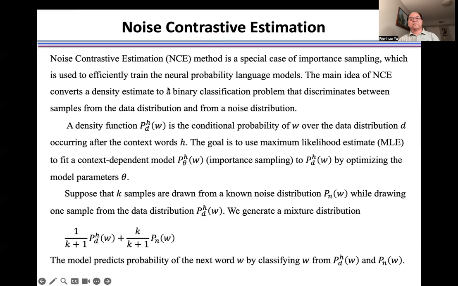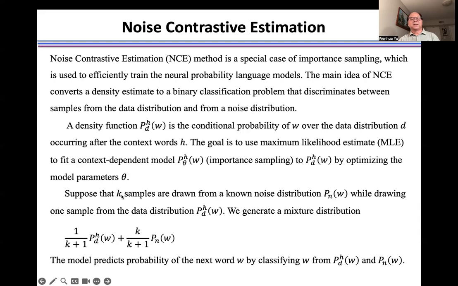A density function PD is the conditional probability of the next word W over the data distribution D occurring after the context words H. The goal is to use a maximum likelihood estimate to fit a context-dependent model P theta to the data distribution by optimizing the model parameters theta.